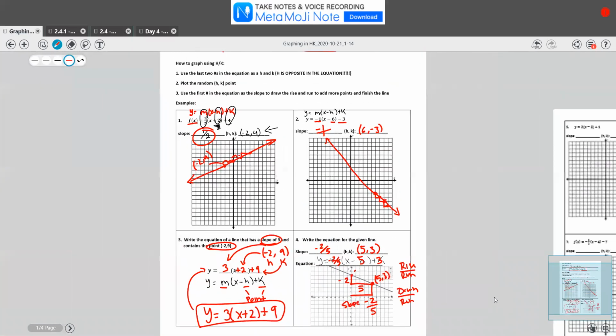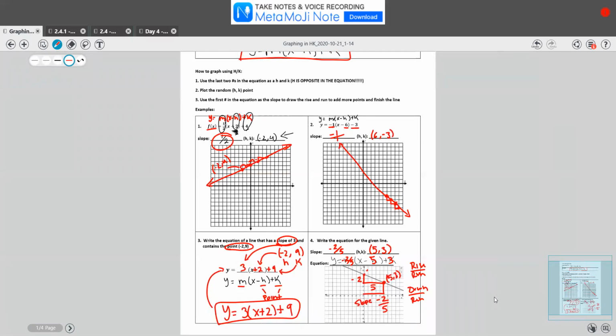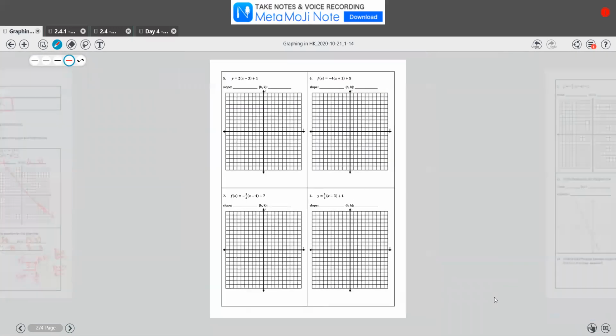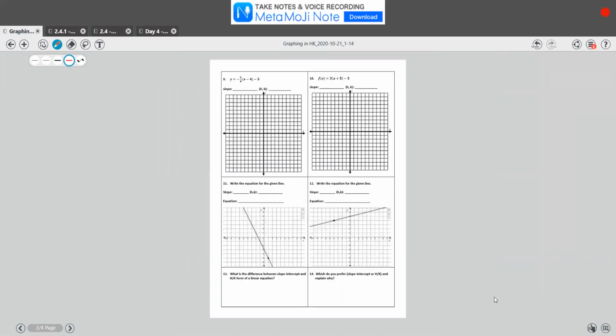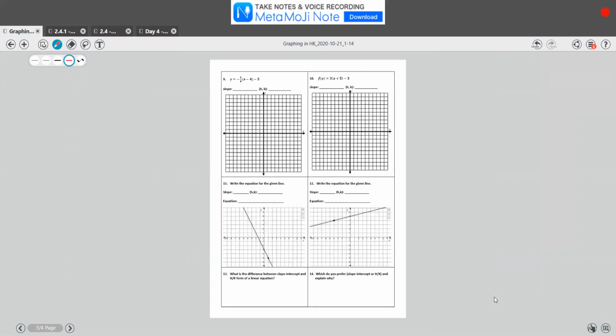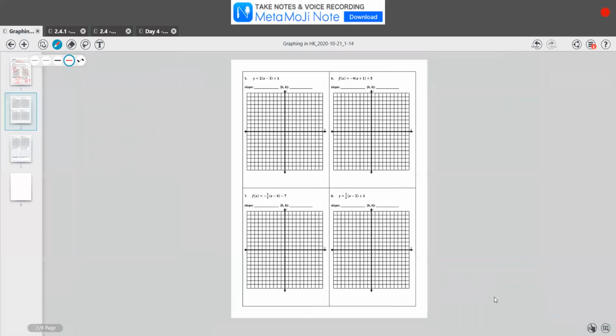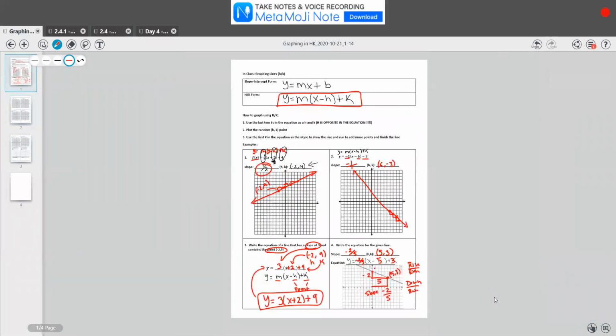So for the rest of the class, you're going to do all of those questions on the next page. Everything is on Teams. All you have to do is click on the link. You should be working all the way to number 14, okay? Make sure that you write them all down. I'm going to be checking them when I'm back next week.